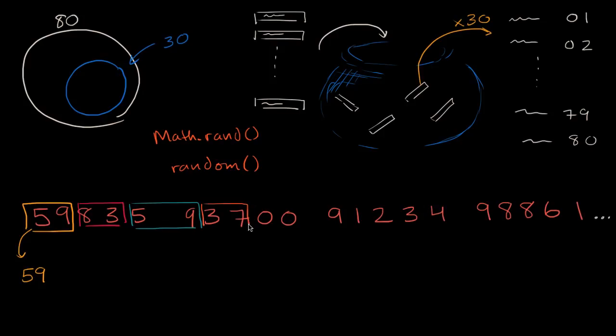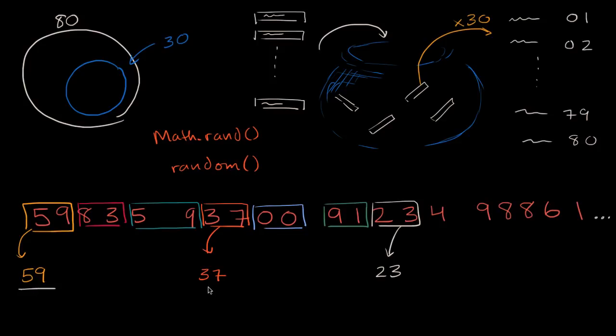Then we get a 37. Well, that's in our range. We haven't picked that yet. We do that. Then we get a 00. Once again, not in our range. I think you see where this is going. 91, not in our range. 23, it's in our range, and we haven't picked it yet. So we're going to pick the 23. We're going to keep going down this list in the way that I've just described until we get 30 of these. We've just gotten 3. We just have to keep on going.